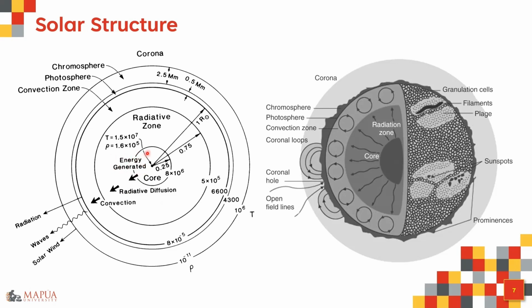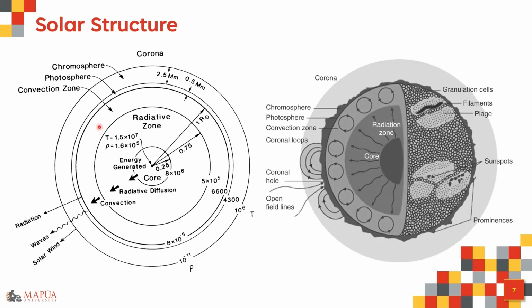So energy is generated at the core at about 1.5 times 10 to the 7 Kelvin. The density at the center of the sun is about 1.6 times 10 to the 5 kilogram per cubic meter. And then the energy generated is diffused through radiation and convection towards the surface of the sun. And from the surface of the sun, energy is transferred through particle radiation, through the solar wind, and through electromagnetic radiation.